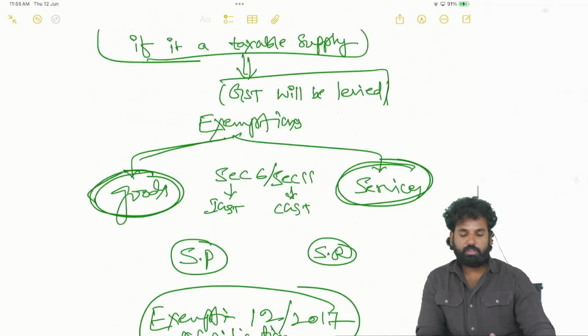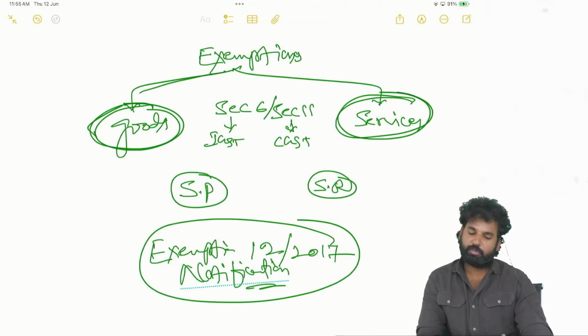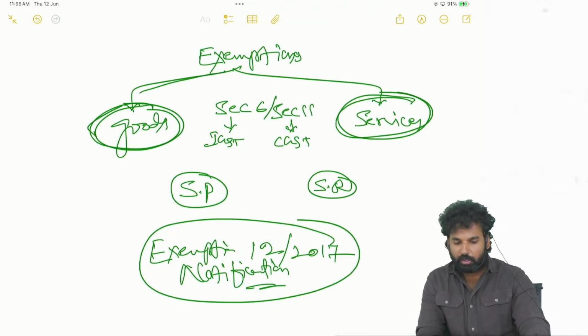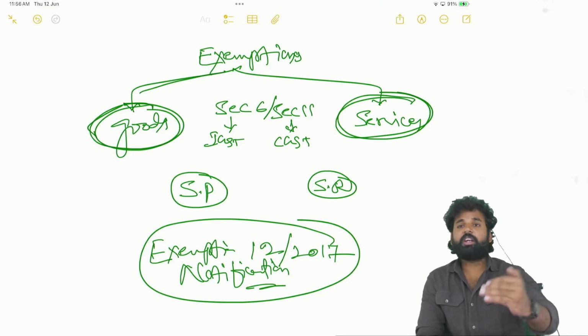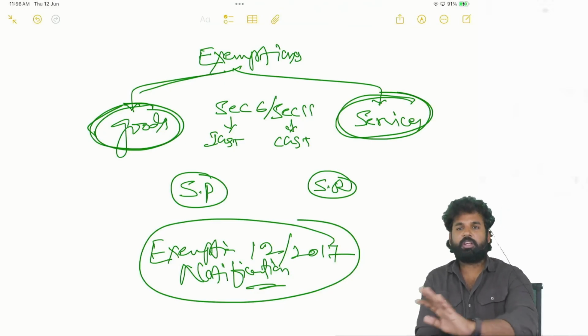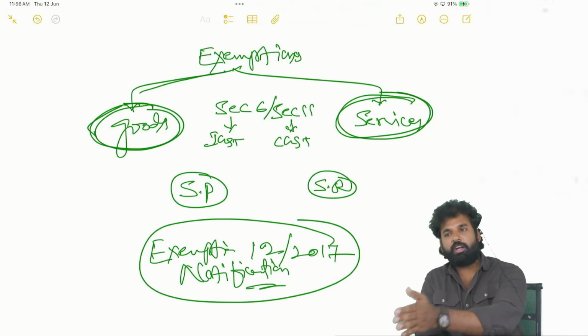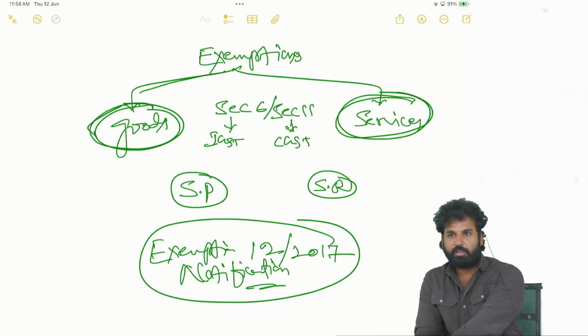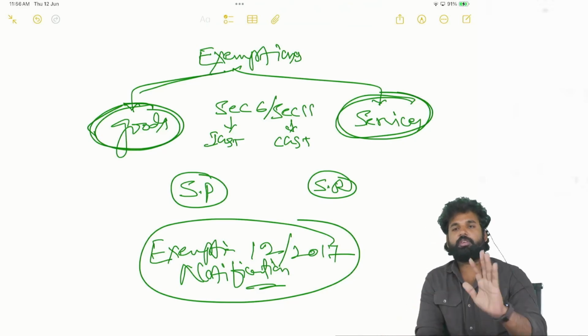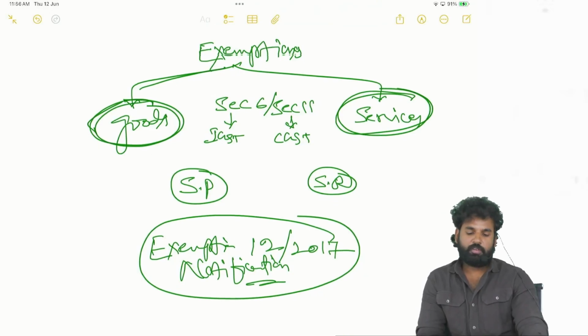So exemptions means we have exemptions with respect to goods, exemptions with respect to services, exemptions to some service providers, and exemptions to some service recipients. At the same time, exemptions may be general exemption or special exemption. Upon satisfying some conditions, exemption may be there. Without any condition, exemption may be there. Okay, so likewise it will be.